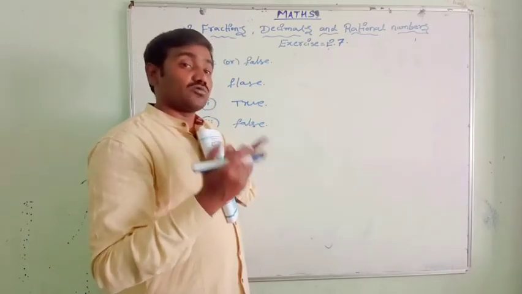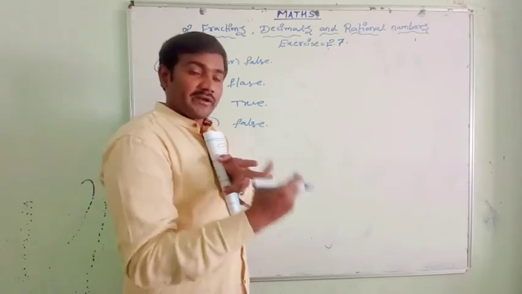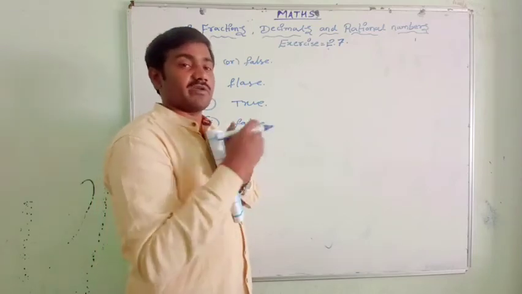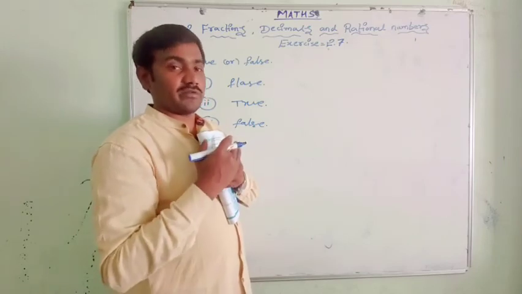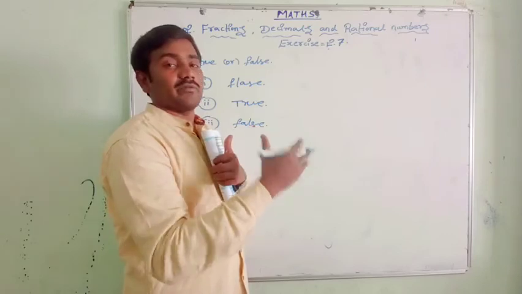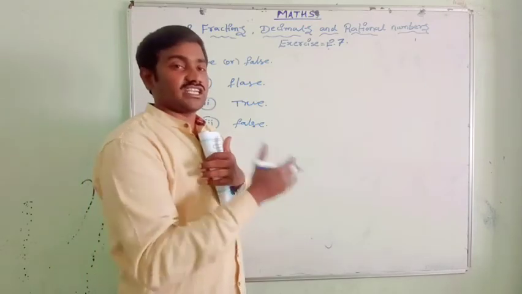Non-terminating decimal numbers are of two types again: non-terminating repeating decimal numbers and non-terminating non-repeating decimal numbers. The non-terminating repeating decimal numbers can be expressed as p by q. Non-terminating non-repeating decimal numbers cannot be expressed in the form of p by q. So every decimal number cannot be written in the form of p by q, and so every decimal number cannot be considered a rational number.